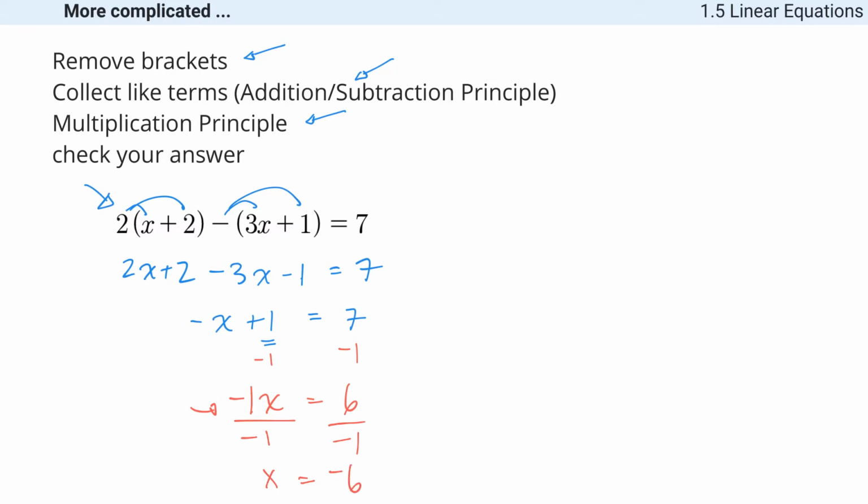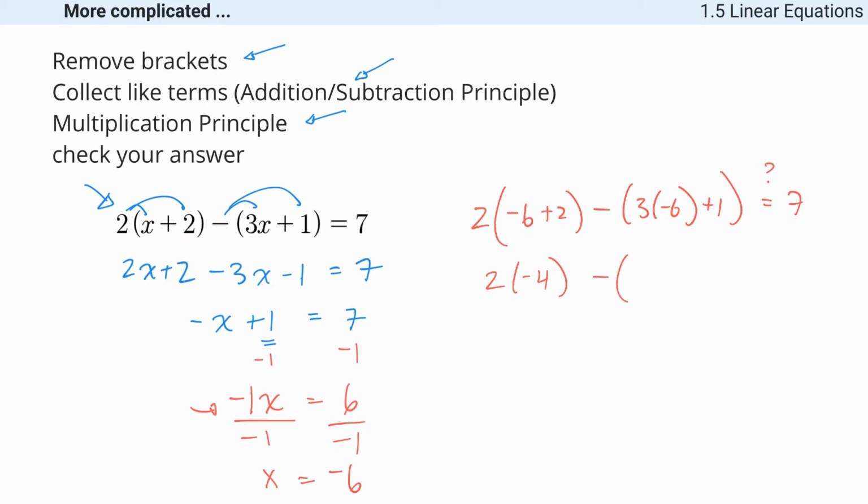So let's check our answer and just see if we're correct. I'm going to put a negative 6 in everywhere I see an x. 3 times negative 6 plus 1, and I'm hoping that's equal to 7. So negative 6 plus 2 is a negative 4, minus 3 times minus 6 is minus 18. Minus 18 plus 1 is a minus 17, I think.